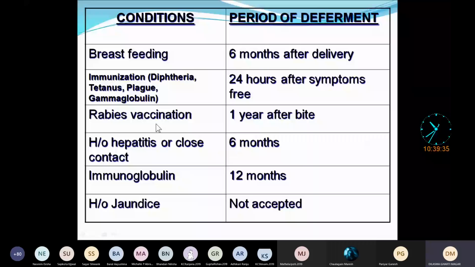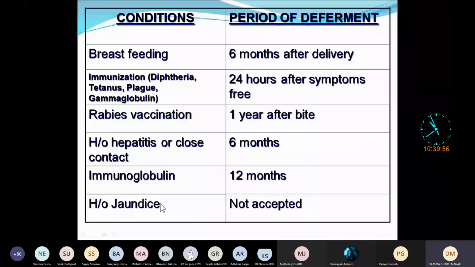And in case of hepatitis and close contact, we will not take the blood for 6 months. And in case of immunoglobulins, if a person has taken immunoglobulins or been vaccinated, we will not take the blood for 12 months. It is also 1 year. And in case of jaundice, we will not accept the blood at all.